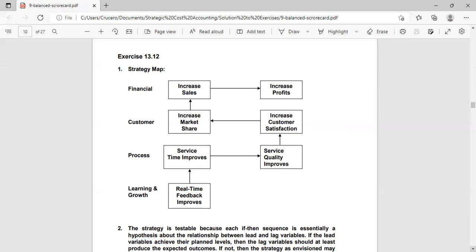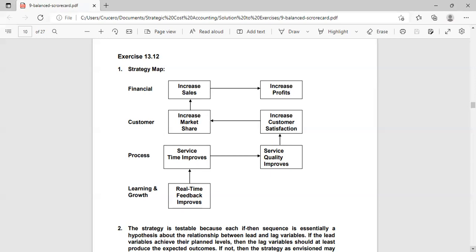Now, in number 12, if customer satisfaction increases, then market share will increase. If market share increases, then sales will increase. If sales increase, then profits will increase. Prepare a strategy map that shows the cause and effect relationships. So we have now the quality improvements.